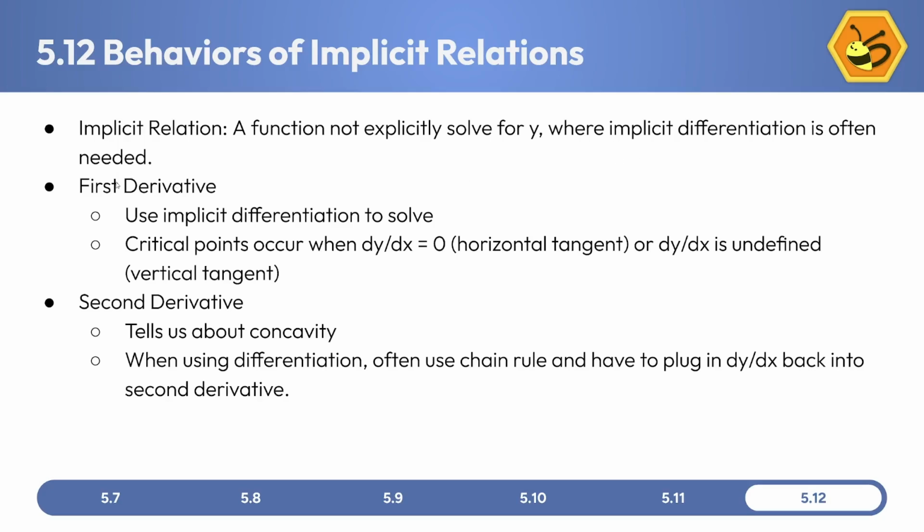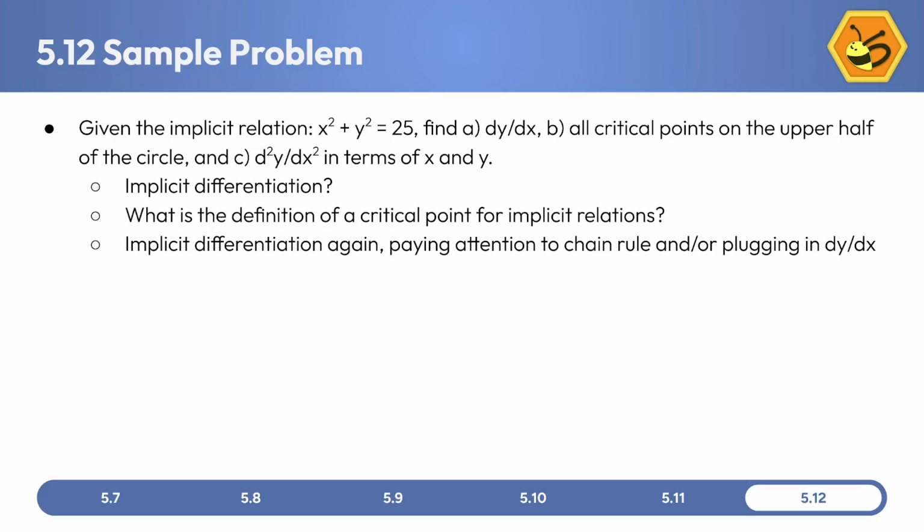And right, so for the first derivative, we can just use implicit differentiation to solve. Our critical points occur when dy dx is equal to 0, so that's a horizontal tangent, or when dy dx is undefined, that's a vertical tangent. And then for our second derivative, of course, this tells us about concavity. When we take the derivative, we will often have to use the chain rule and plug dy dx back into the second derivative. So let's try with the problem and see if we can use those ideas to solve.